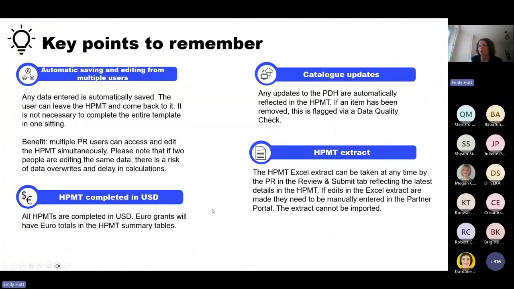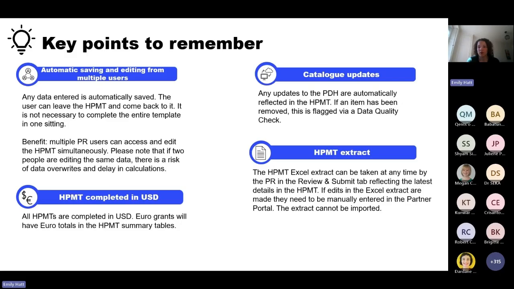Okay. And so we just had a few key points to remember before we go into the question and answer period. So like I said before, there's automatic saving in the online form, but it also allows editing for multiple users. So any data that you enter is automatically saved. You can leave the HPMT and come back to it. You don't have to complete it in one sitting. And there's also a benefit of multiple users being able to access and edit the HPMT simultaneously, but please do note that we see this as a little bit of a risk, because if two people are editing the same data, there's a risk of them overwriting each other's information, and it can also cause a delay in some of those calculations that you saw in the summary tables.